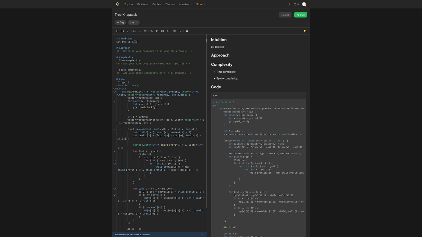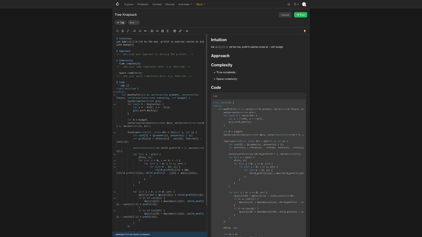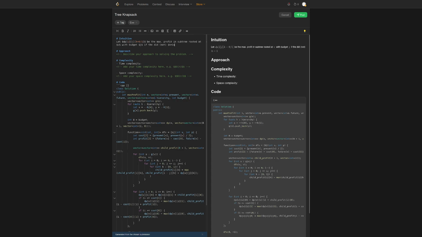Let dp i j k be the max profit in the subtree rooted at v with budget j, if the parent did not buy, k1, k0 buy, if its parent did not buy its stock.